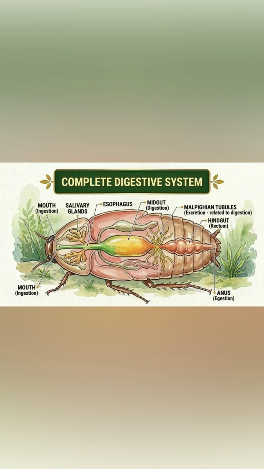Next is the digestive system. Visual 25 shows the cockroach digestive tract with an overlay: complete digestive system indicating foregut, midgut and hindgut, helping students see internal organization.